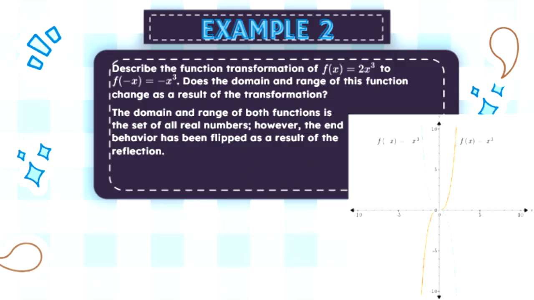However, the end behavior has been flipped as a result of the reflection. So, like, they're facing different directions. That's the only thing that changed, but the domain and range are the same for both of them. That's not on the quick check or the final, the domain and range, so don't worry about it.